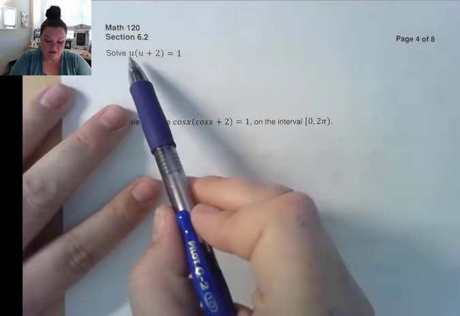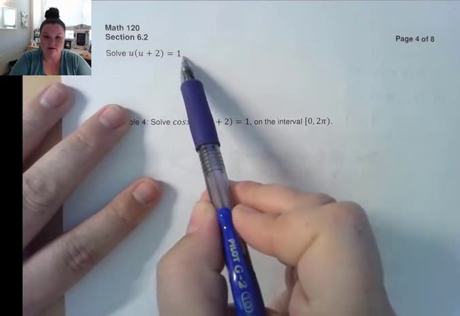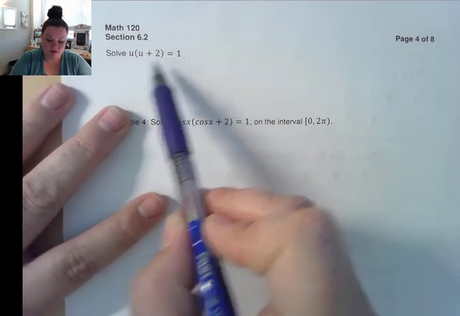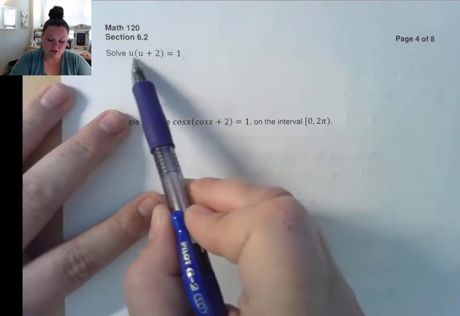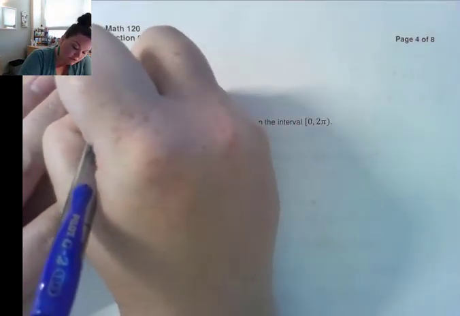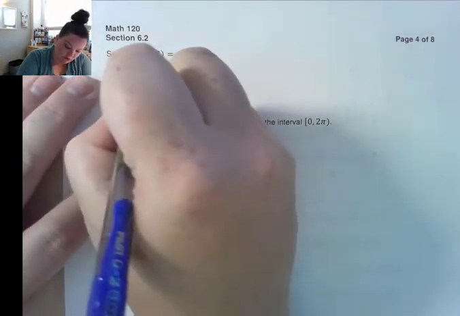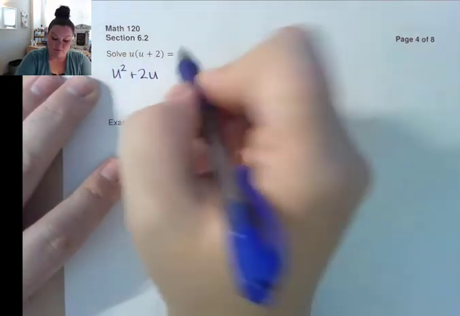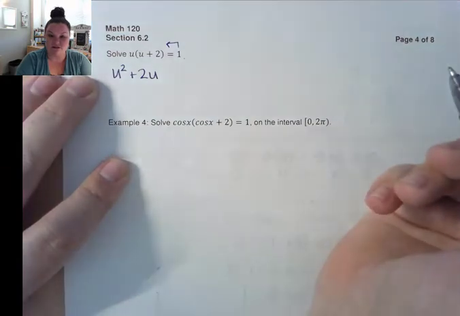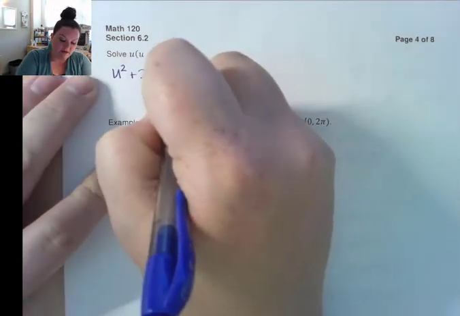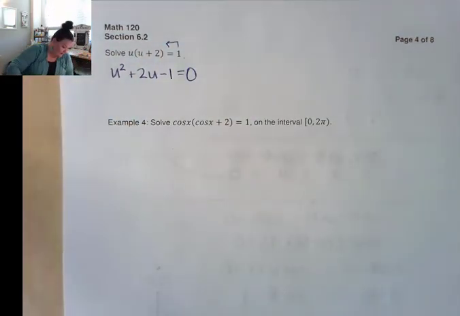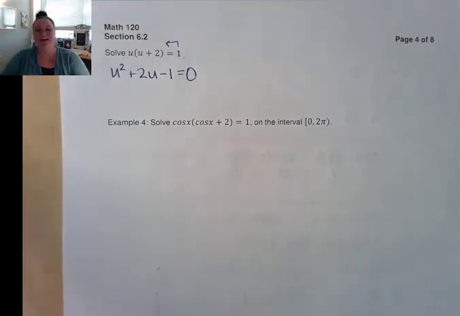So I'm going to go ahead and distribute this back in and move the 1 over, right? So when I distribute this back out, u times u is u squared. u times 2 is 2u. And then if I move this 1 back over to the other side, I do that by subtracting. Okay? And now I have 3 terms, right?